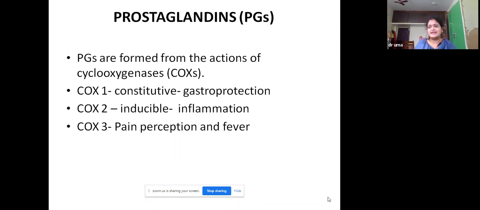And COX2 is inducible. It will be induced only in the presence of inflammation. And COX3 is involved in pain perception and fever. Then the NSAID which acts on COX3 is paracetamol. Paracetamol acts by inhibiting cyclooxygenase 3.